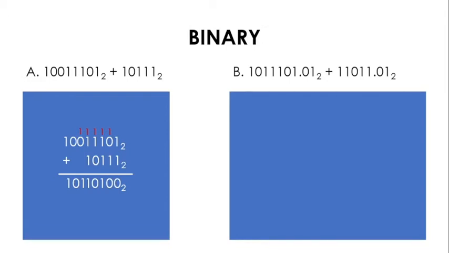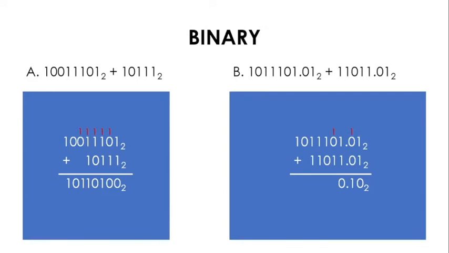Now for the second example, we have 1011101.01 plus 11011.01. As usual, we are going to start on the rightmost side. So 1 plus 1 will be 0, carry 1. 1 plus 0 plus 0 will still be 1, so we'll have 1 here. Point 1 plus 1 will be 0, carry 1.